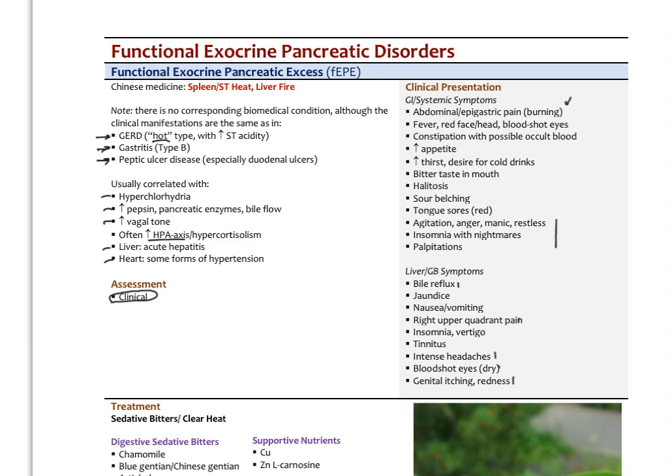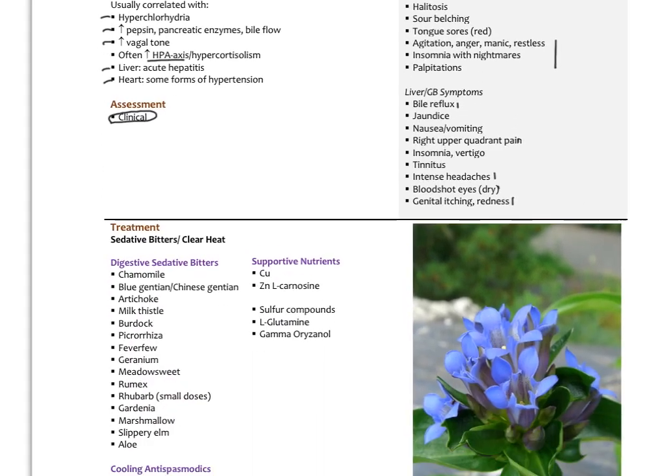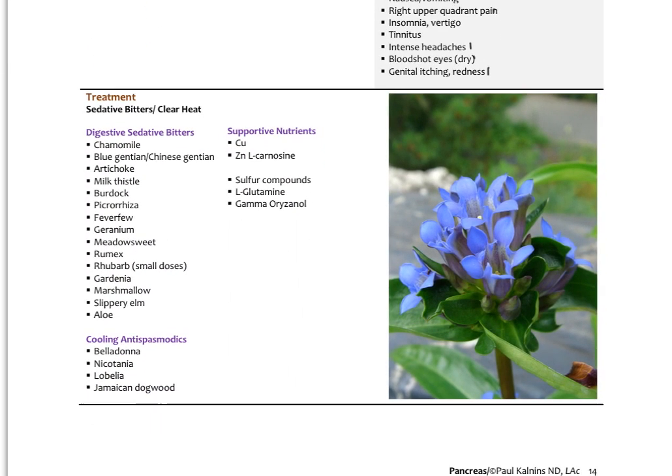So what are the treatments for this? Well, herbally, the gesture would be the opposite. So unlike the yellow stimulating bitters, here we want the blue sedating, cooling, anti-inflammatory bitters, and that would be what I'm calling digestive sedative bitters.